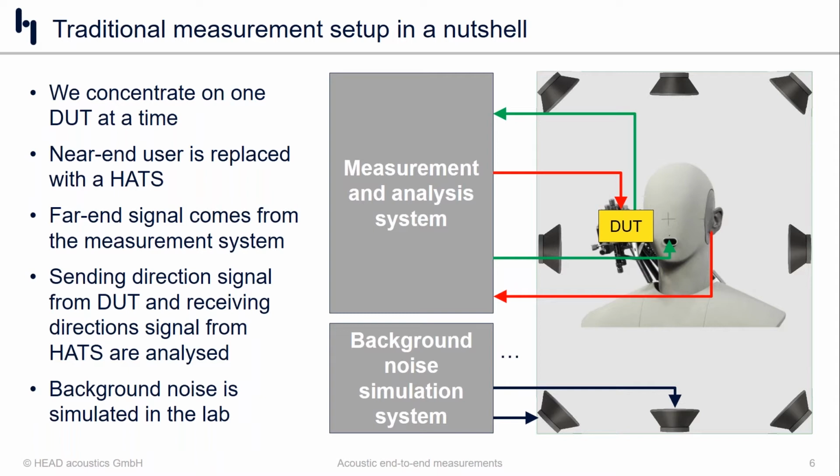The other direction, the receive direction, is where we're transmitting a signal from the measurement system to the device. The device receives that signal, processes it, and displays it to an ear or both ears of the head and torso. Those are the acoustic signals that we capture, send back to the measurement system, and we analyze. Those are the receive direction signals. That's all good and well.